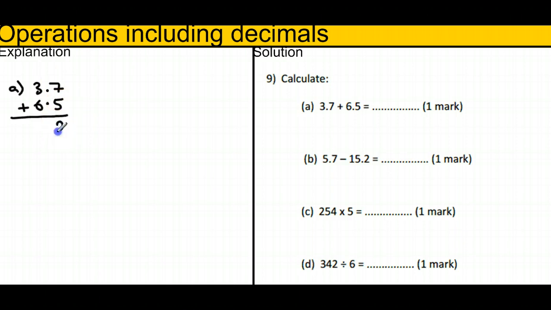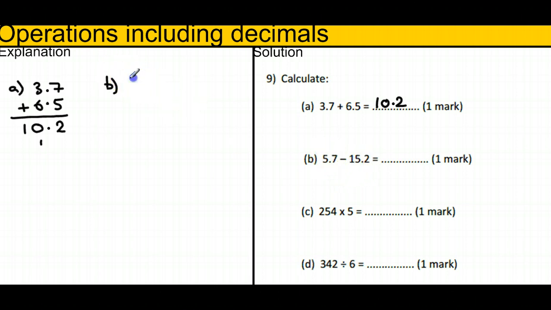7 plus 5 is 12. We carry the 1. And then 6 and 3 is 9, plus the extra 1 is 10. So for this one we've got 10.2, and it can be approached in the same way you would do a normal column. We're going to do a different method with this one.